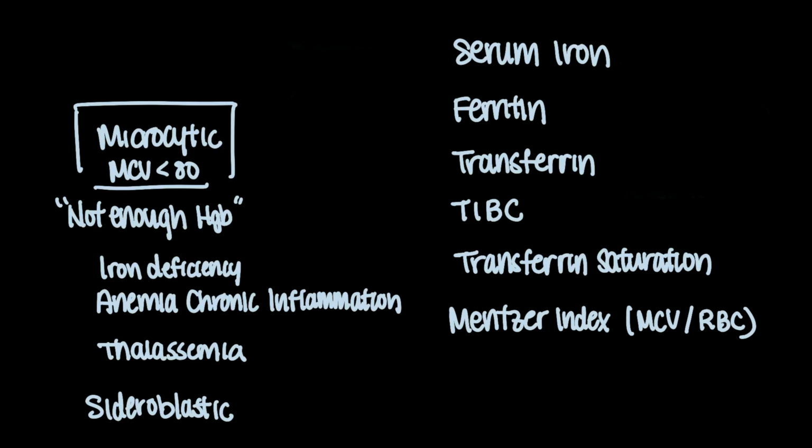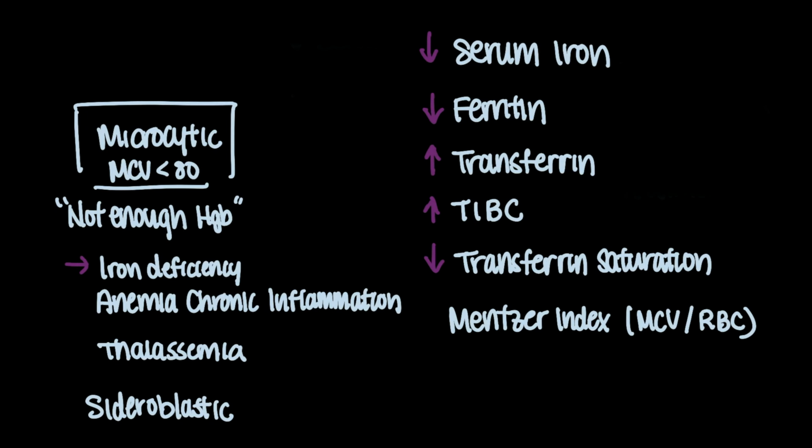So the total iron binding capacity and the transferrin saturation kind of go hand in hand, in that the total iron binding capacity is how much free transferrin is there in the blood such that the body can bind more iron, while the transferrin saturation tells you how much of the transferrin in the blood is already occupied with iron. So as the total iron binding capacity goes up, the transferrin saturation is probably going to go down, and vice versa.